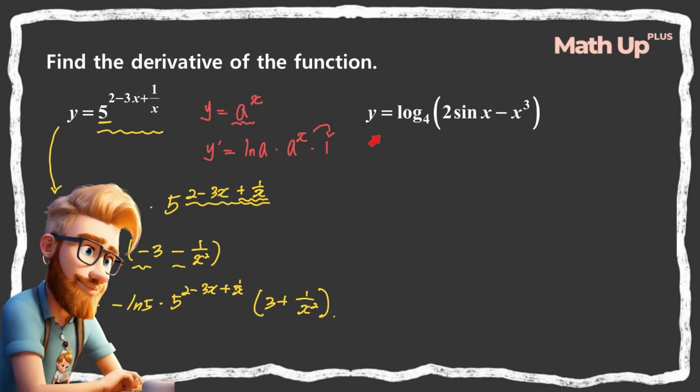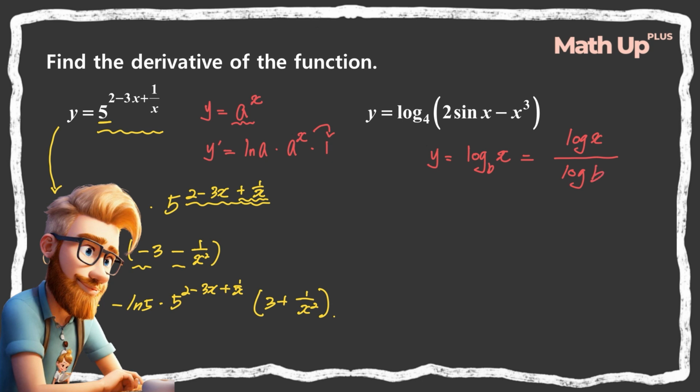Here we have y is equal to log base 4 of 2 sine x minus x cubed. If we have a log that's not the natural log, then use the property of logarithms. Let's say we have y is equal to log base b of x. And this log can be written as log x over log b.